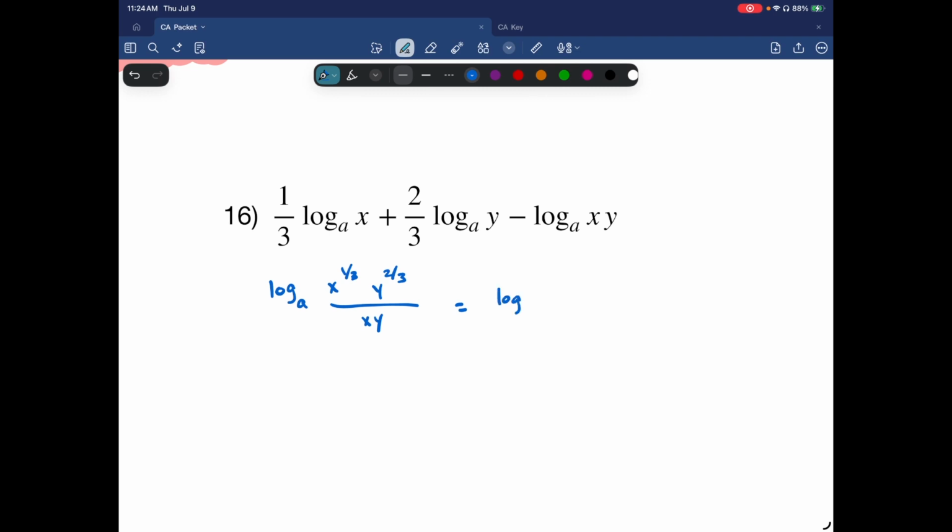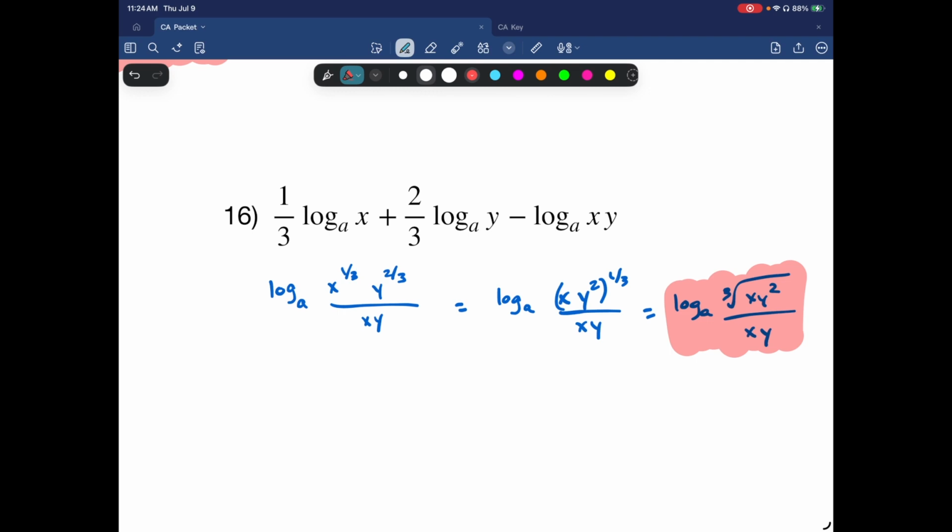So you got log base a. If you take a 1/3 out of 1/3, you get 1. If you take a 1/3 out of 2/3, you get 2. So we have x y squared to the 1/3 over xy. And then we can finally say log base a of the cube root of xy squared over xy. Okay, so this would be my final answer.